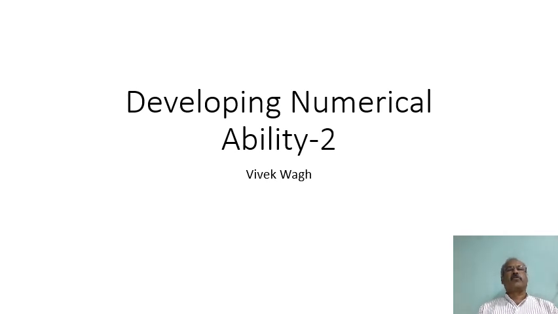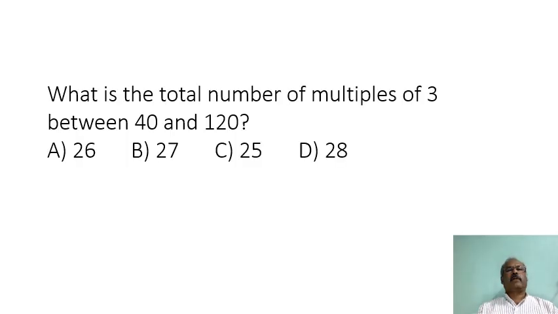The topic for this video is developing numerical ability. Let us begin with a few questions. The first question concerns the total number of multiples between two given numbers. So what is the total number of multiples of 3 between 40 and 120? The choices are 26, 27, 25, and 28.